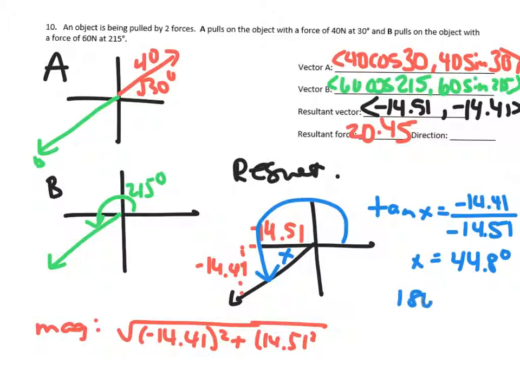When you add 180 to that, you're going to get that this direction is about 24.8 degrees for the direction.